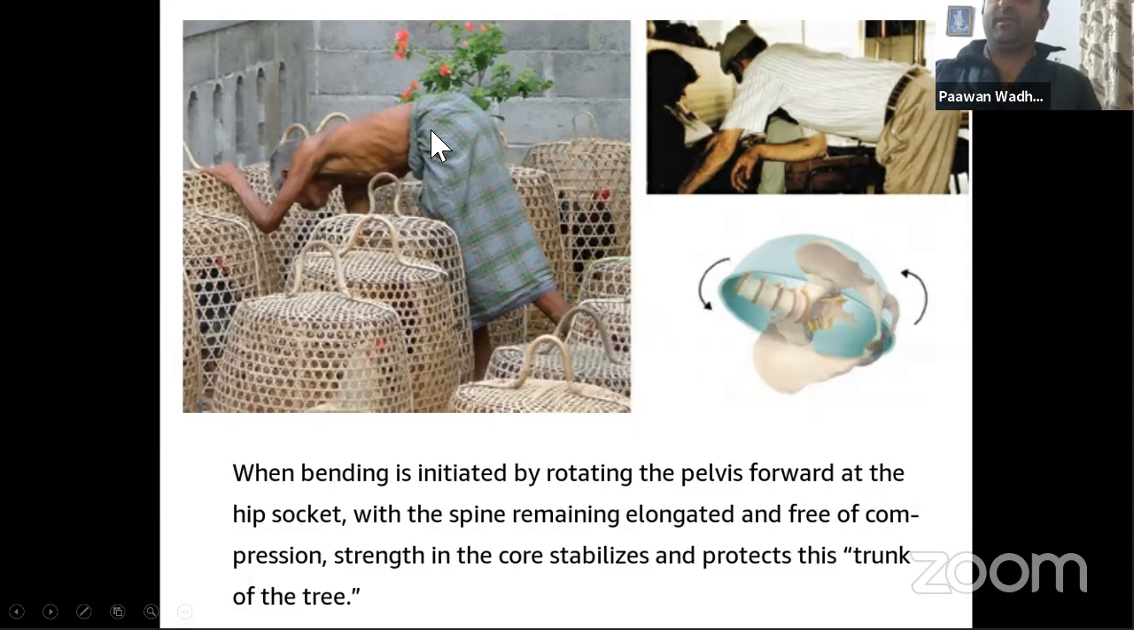free of compression, strength in the core stabilizes and protects this trunk of the tree. This is called hip hinging. Hip hinging will be a separate practical lecture. Here you see the spine is straight. Here you see the spine is straight. My God, this is the beauty. So this is what I wanted to teach you properly.